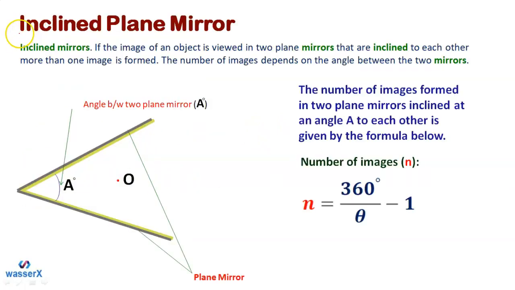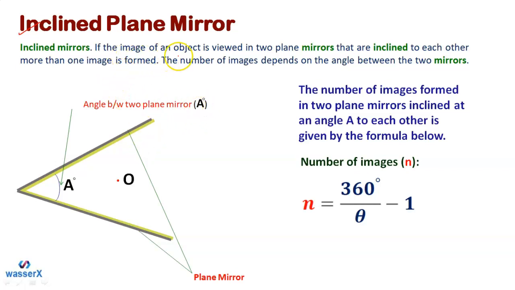The first heading is inclined plane mirror. This is the heading, students, that we already covered in video part number 2 of the light topic, but I have taken it here for revision purposes. When we see the inclined mirror, its basic meaning is when two mirrors incline to each other, making some angle.